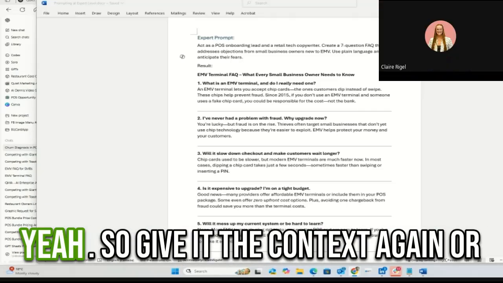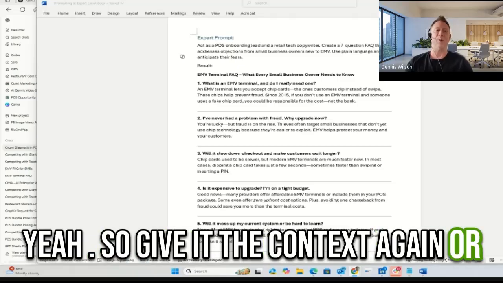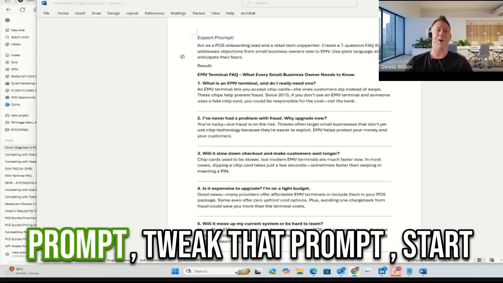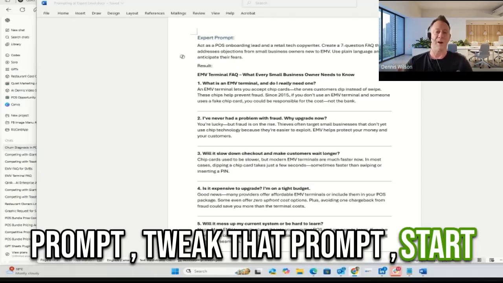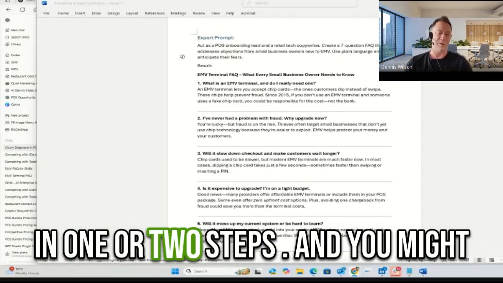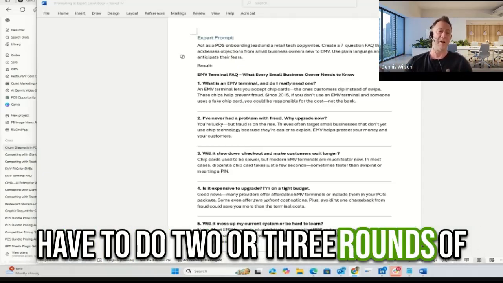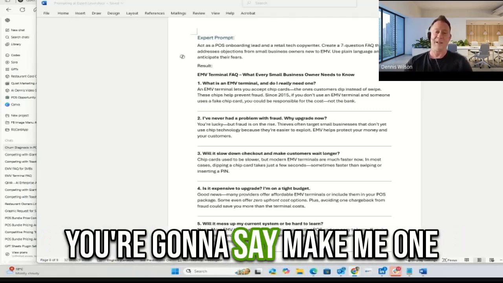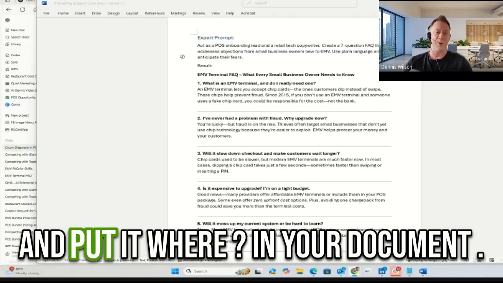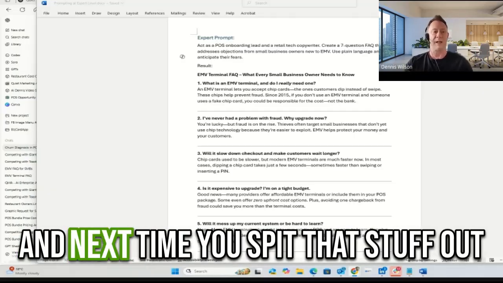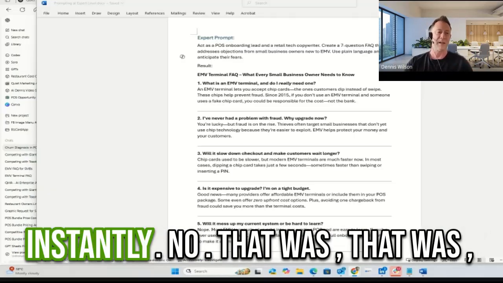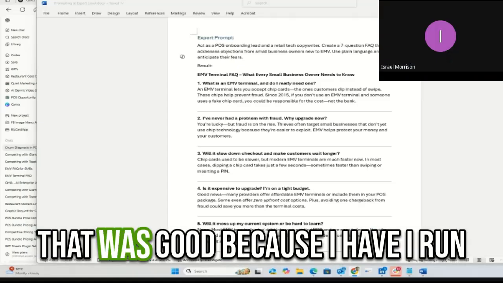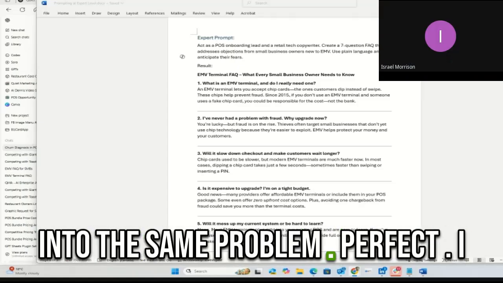Yeah. So give it the context again, or better yet, get it to summarize the prompt, tweak that prompt, start over, and you'll probably get there in 1 or 2 steps. And you might have to do 2 or 3 rounds of that, depending how complex the content is. And then once you're done, what are you going to do? You're going to say, make me 1 prompt, and you're going to copy that and put it where? In your document. And next time you spit that stuff out instantly. That was good, because I run into the same problem.